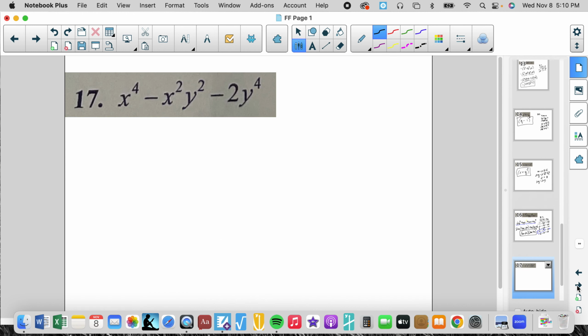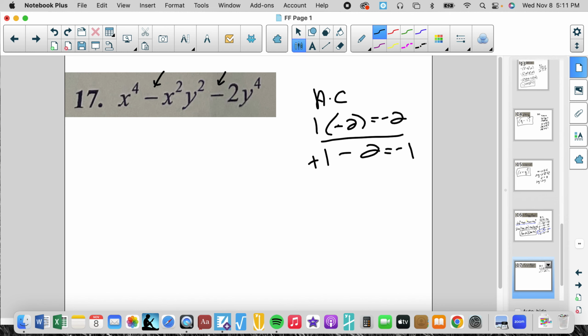Two more problems. Oh yeah. So again, it's not a perfect square, or it's not a binomial square, so we're still going to use a times c. A is 1, c is negative 2. Factors of 2 are 1 and 2. Signs are different. Bigger is negative. And I get my middle number. So we're going to use these two numbers as the coefficients of my middle term.